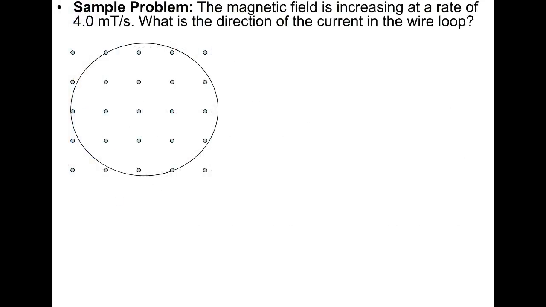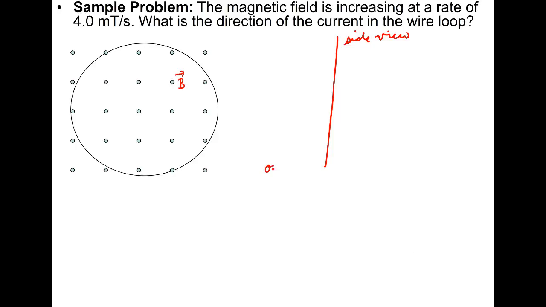Okay, so in this problem, we have a magnetic field which is increasing at a rate of 4 milliteslas per second. We want to calculate the direction of the current in the wire loop. So the field is coming out of the page, but it's also coming out of the page more. Okay, so what I suggest is drawing a side view. So the loop just looks like a line. Okay, it has no thickness.